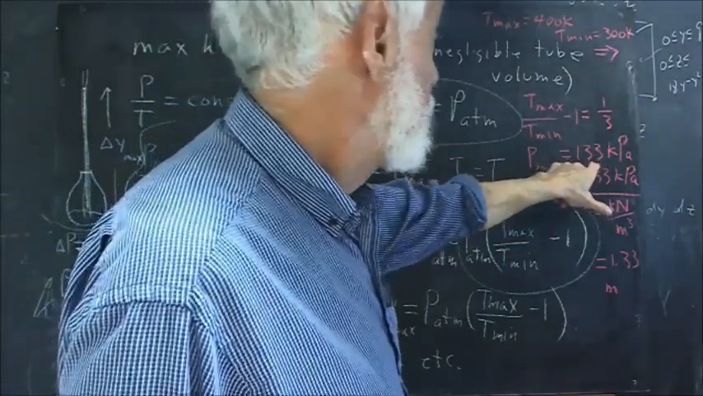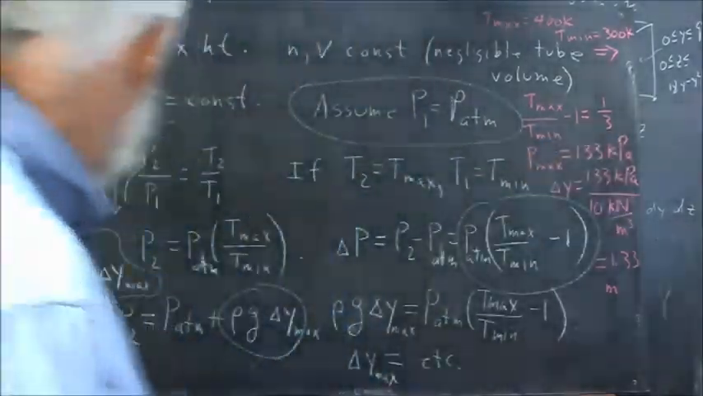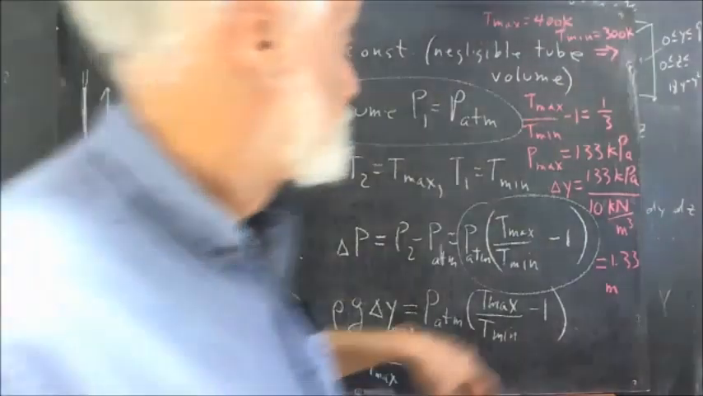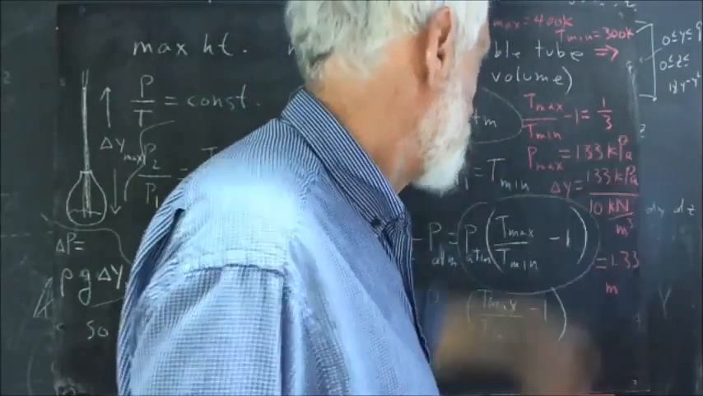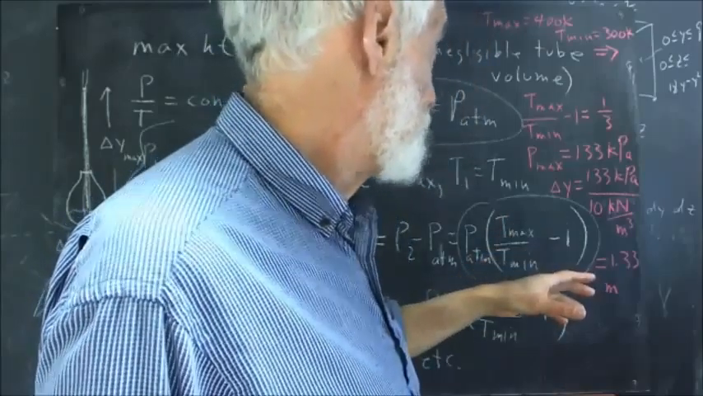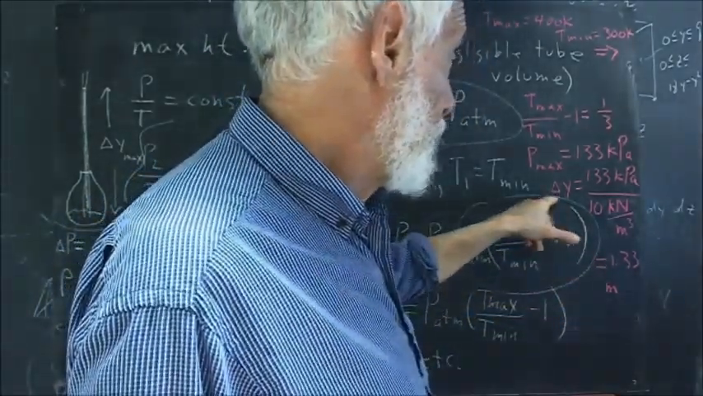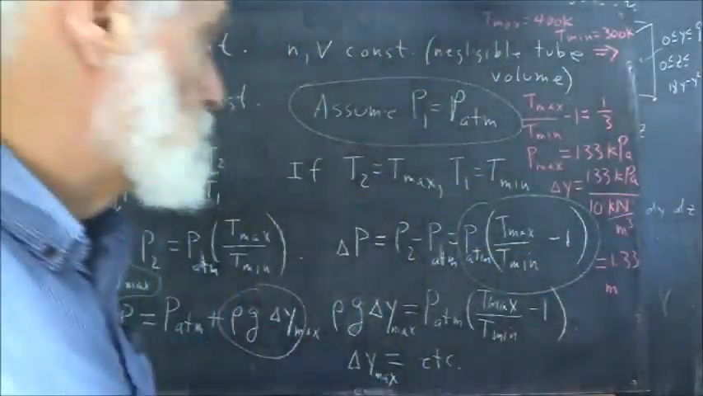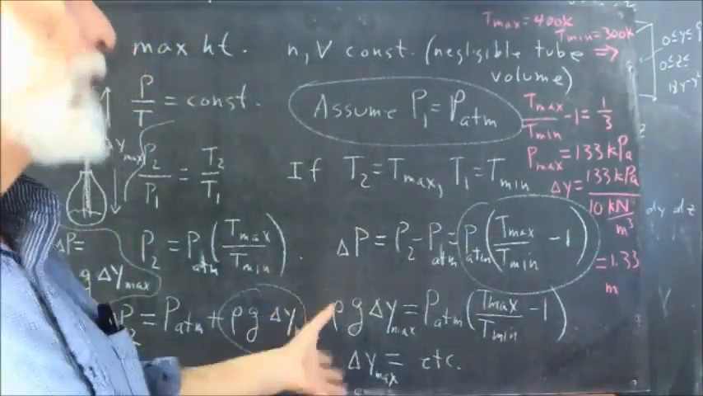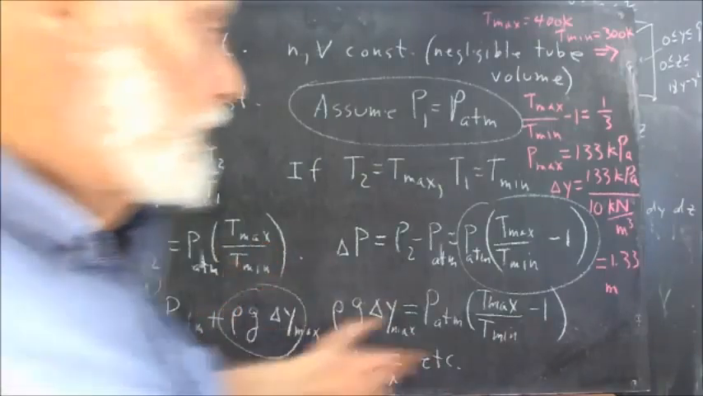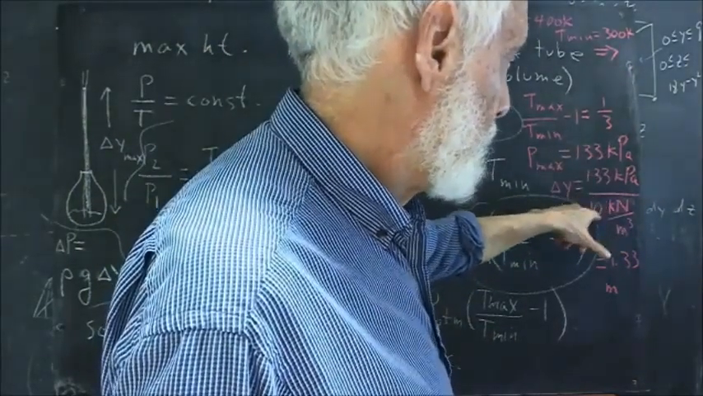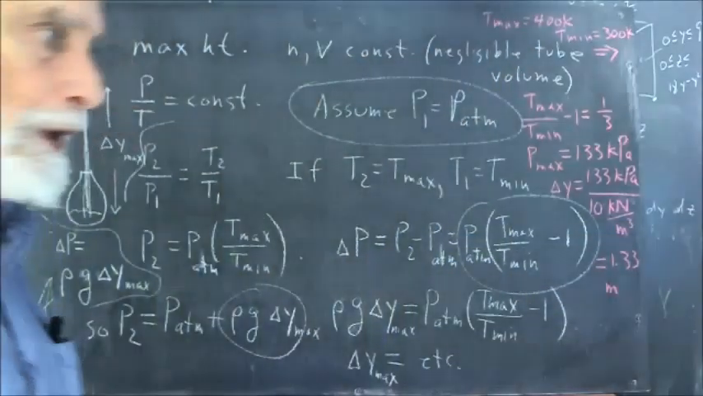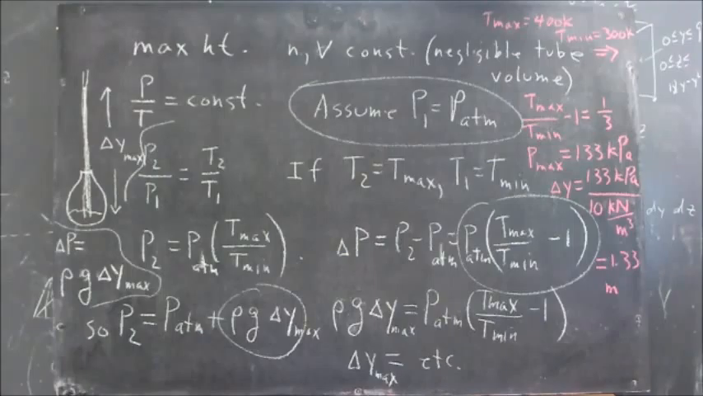It's going to be the 33 kilopascals you need to raise water to this height, and you can work that out very easily, added to the 100 kilopascals of atmospheric pressure, so that your delta Y is going to be 133 kilopascals divided by your rho g. For water, rho g is 9,800, approximately 10 kilonewtons per cubic meter, giving you 1.33 meters of height in this specific situation.